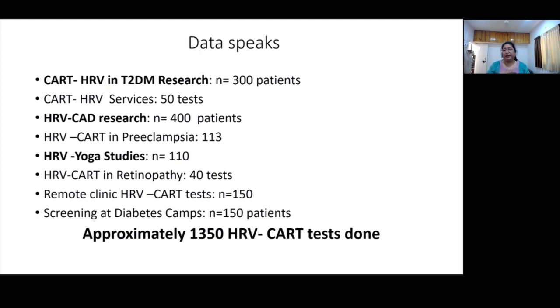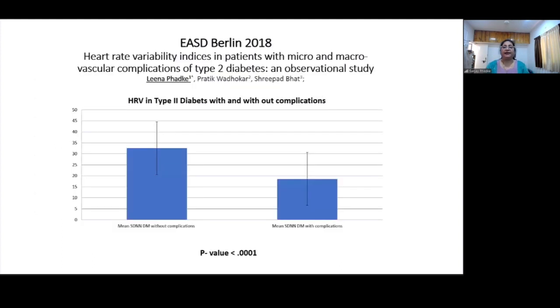included all diabetic patients and patients who were referred for coronary angiography. We have included all these types of patients. In pre-eclampsia studies, we have conducted almost 113 samples. So we have a lot of experience in conducting this kind of HRV CART test. And these are our very cardinal papers which we have presented.